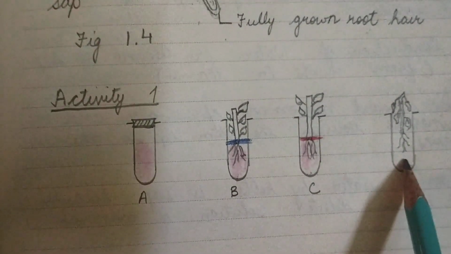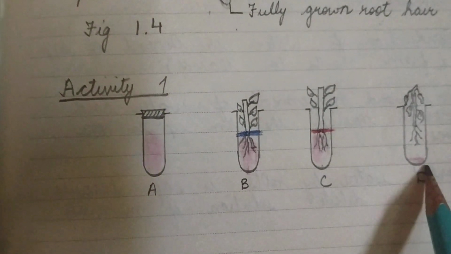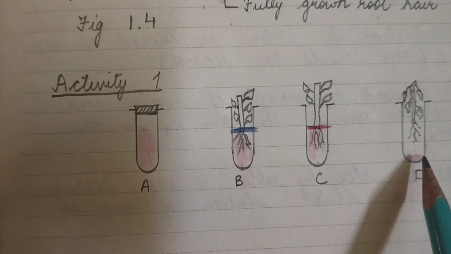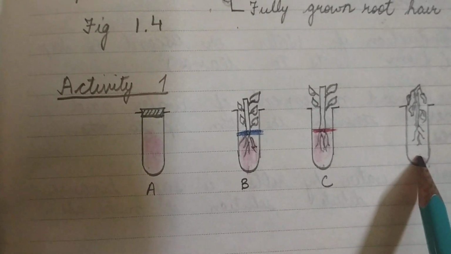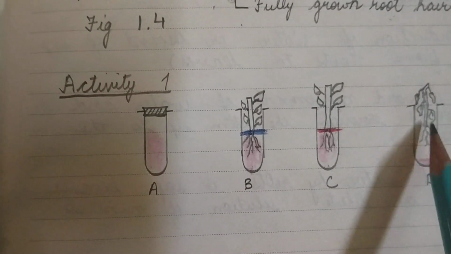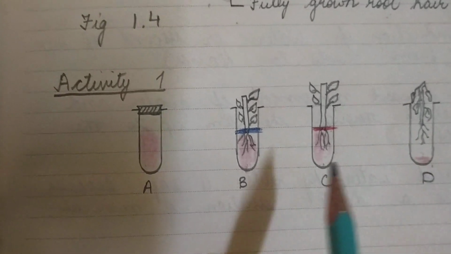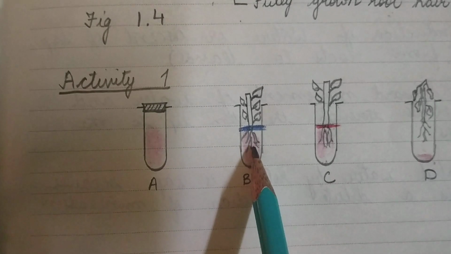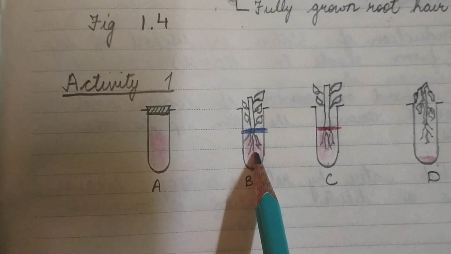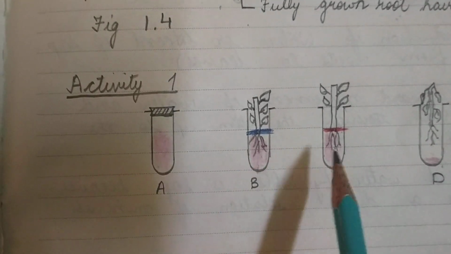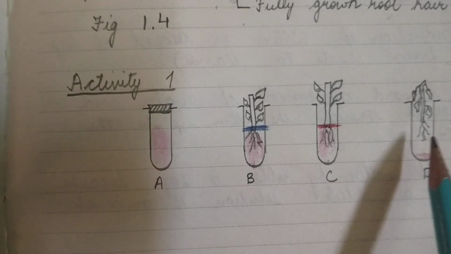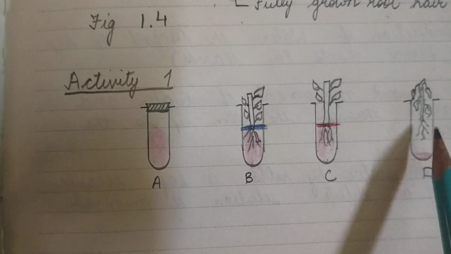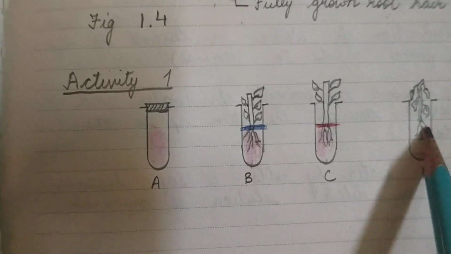Now in the fourth test tube, the D test tube, we have placed the colored water, but we have made sure that in B and C test tubes the roots of the plant are immersed into the water, as you can see here, whereas in D we have made sure that the roots are not dipped in the water, they are not touching.